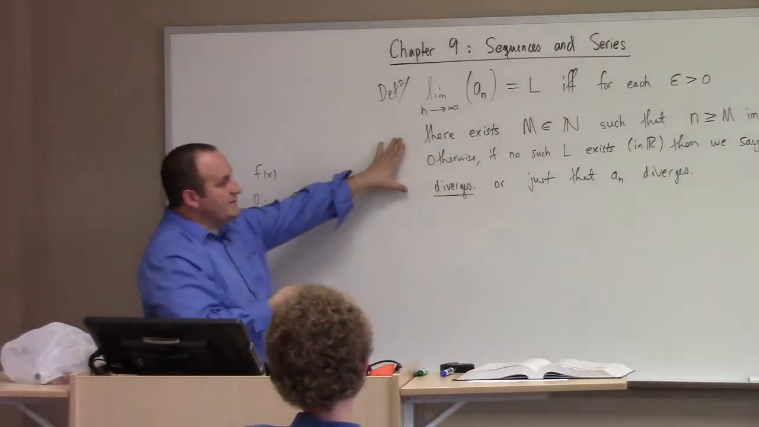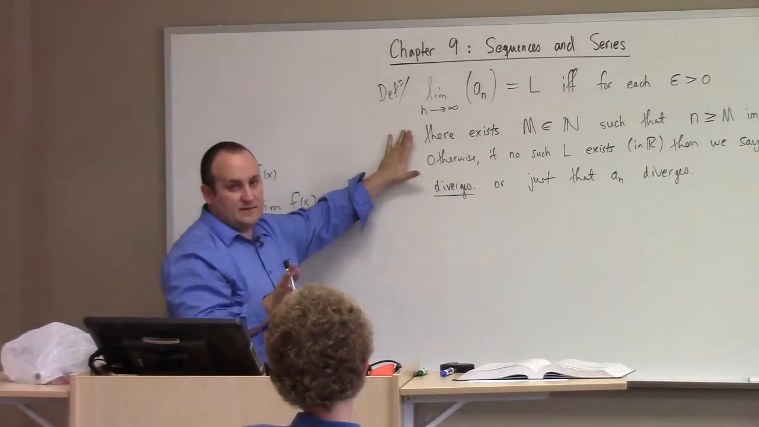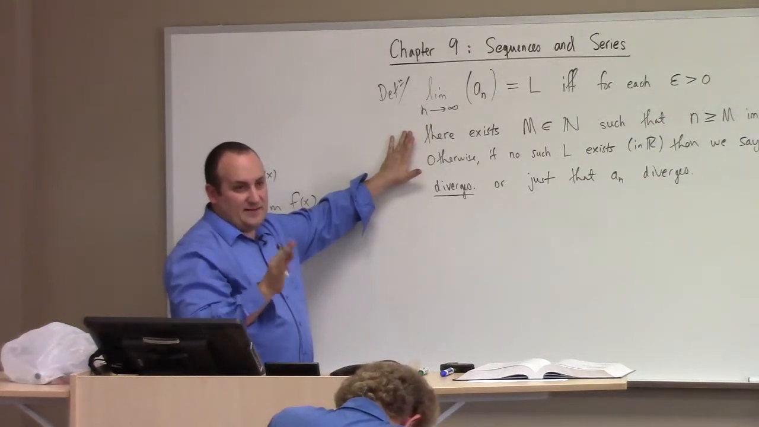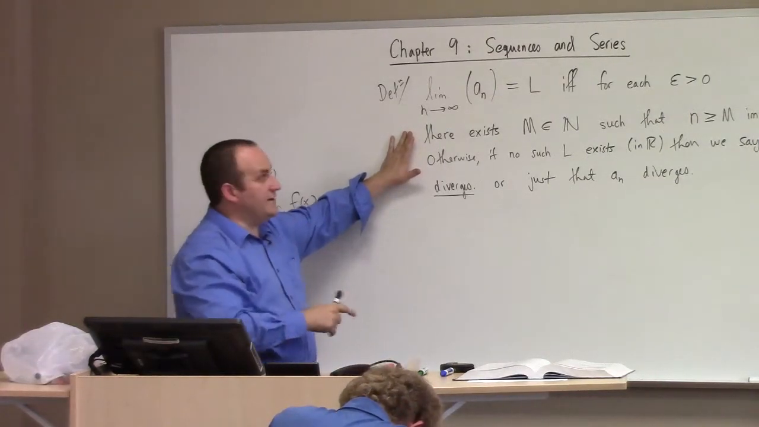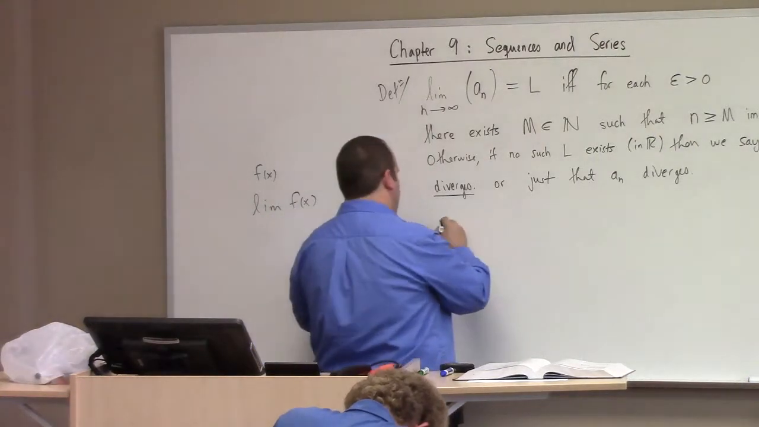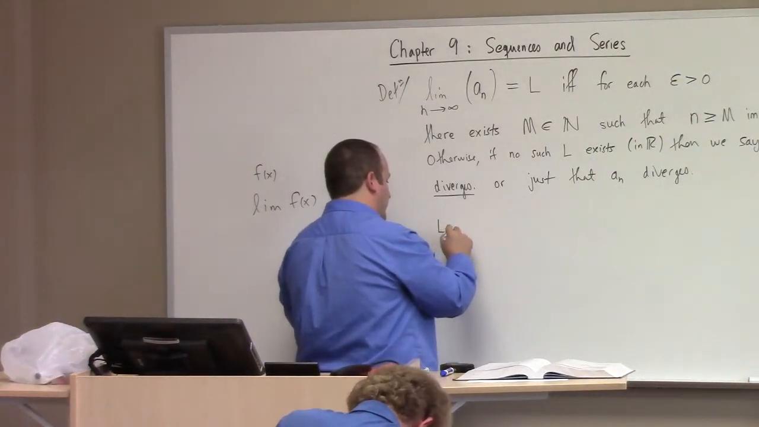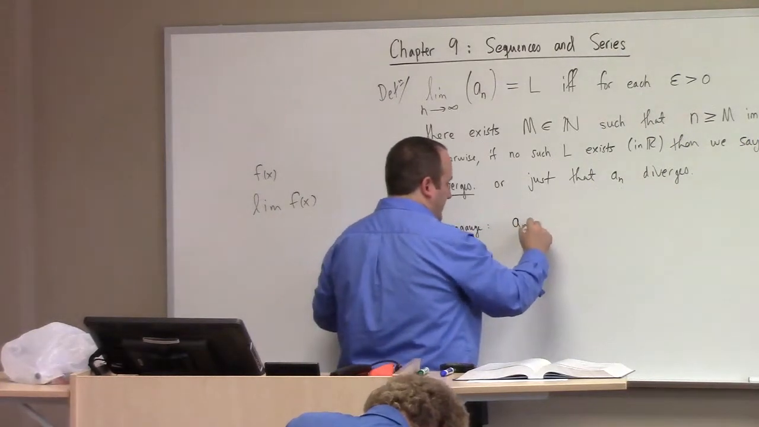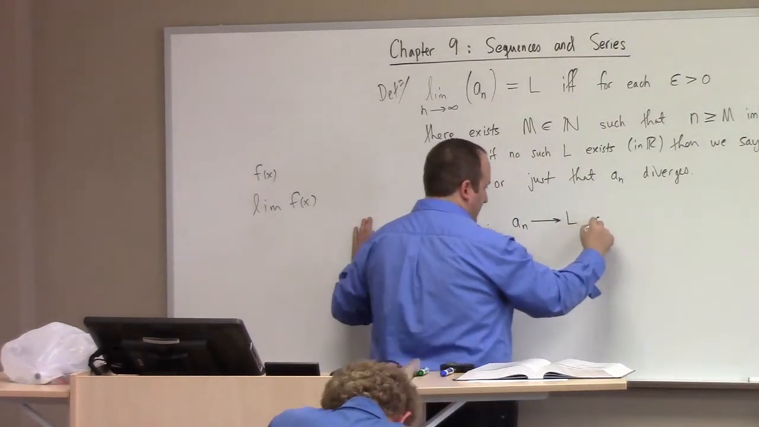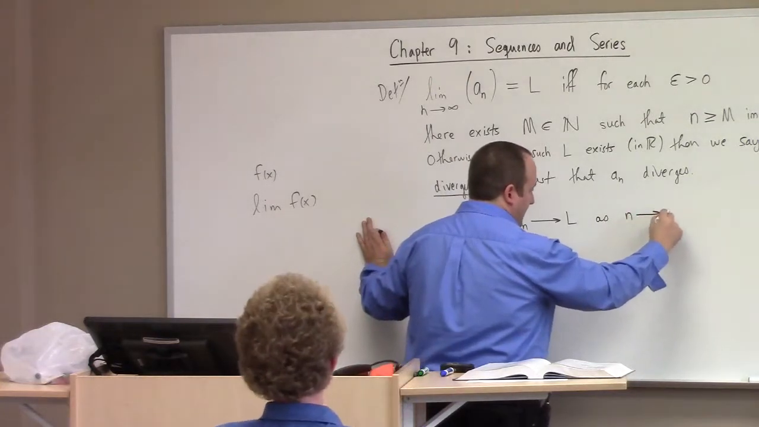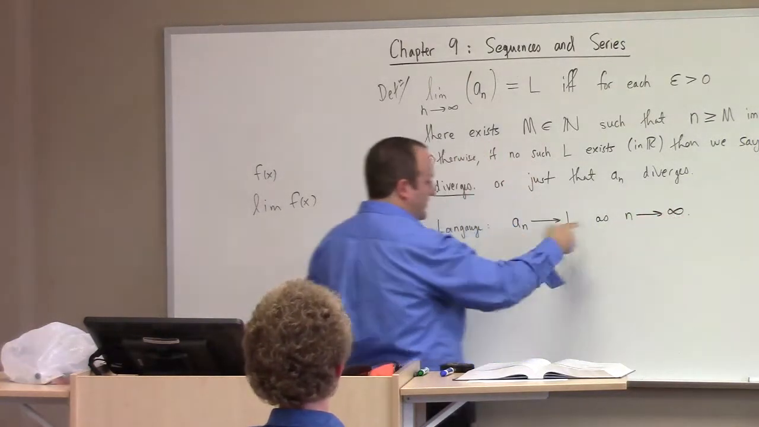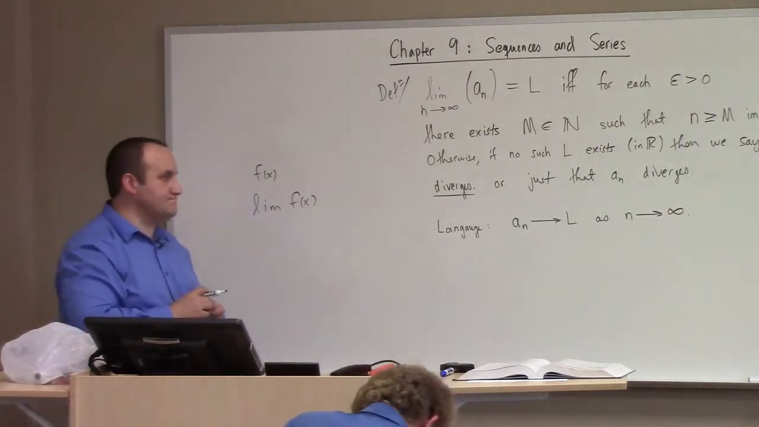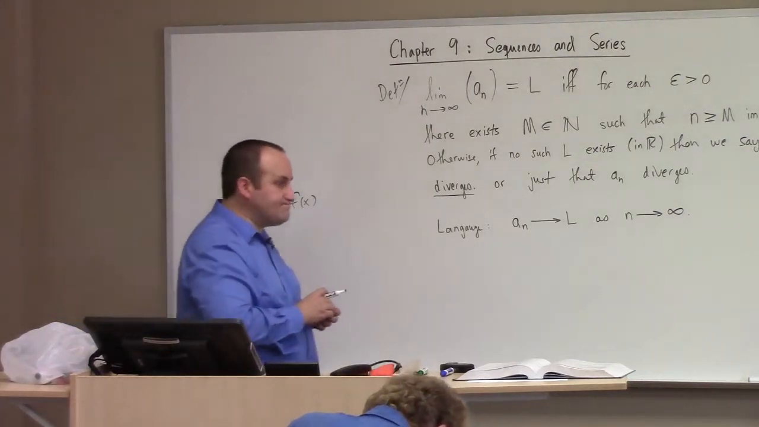But for a sequence, there's just one kind, right? The only limit to consider for a sequence is what? The limit as n goes to infinity. And so, by the way, we also get to say this. We'll say a sub n goes to L as n goes to infinity is yet another way we can denote this, which is super nice because we don't have to write limit. We can use arrows, right?